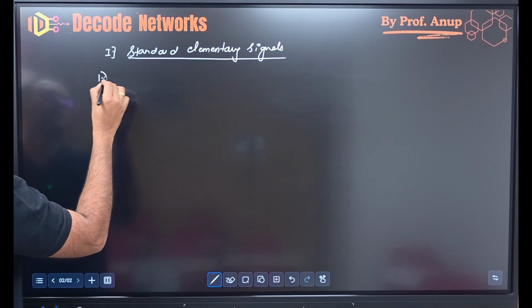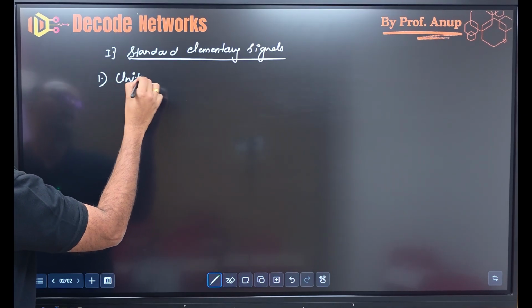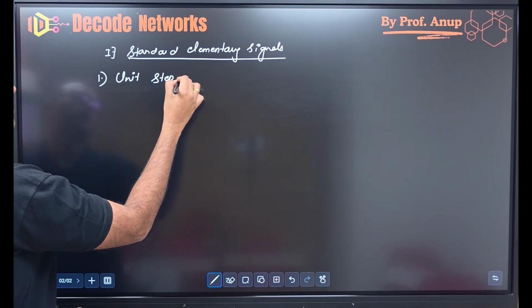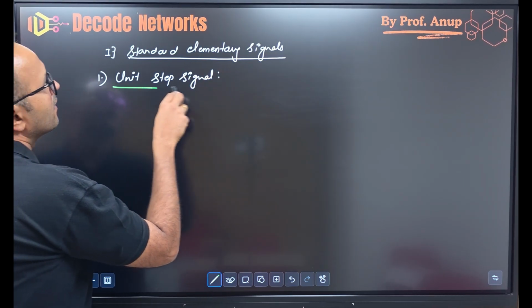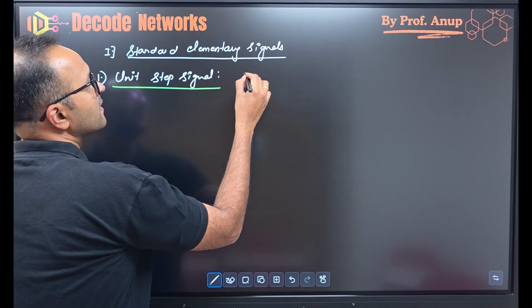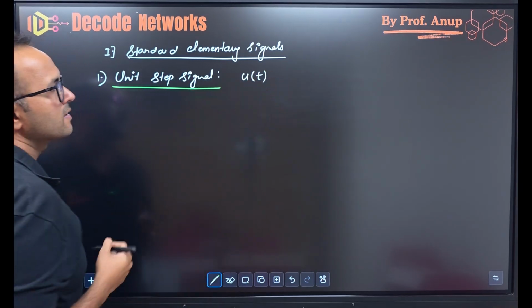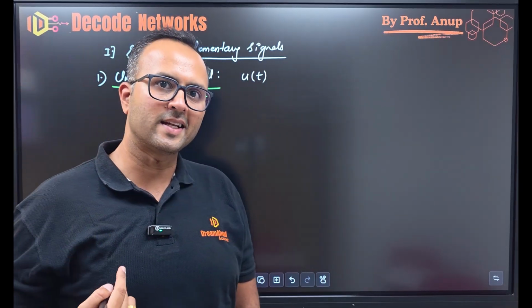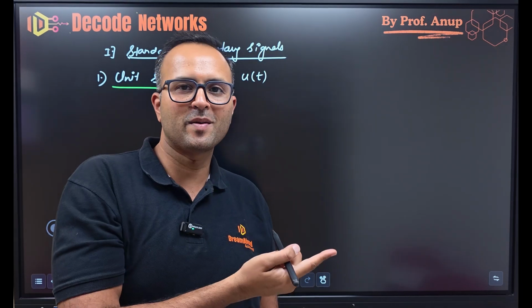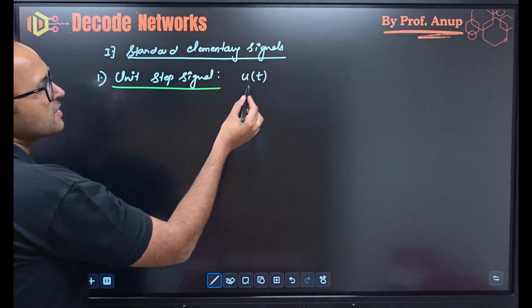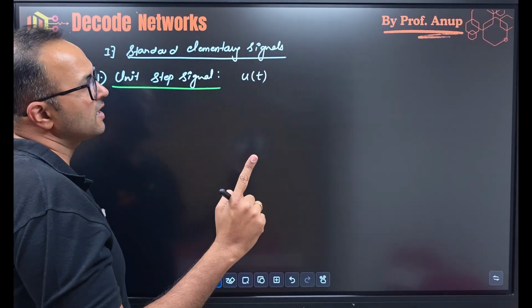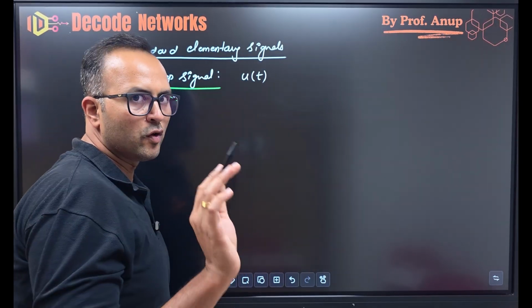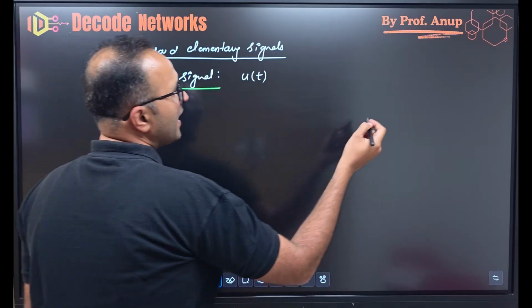So the first signal, I say, is the unit step signal. When we talk about the unit step signal, first understand this signal will be in CT, that is continuous time, as well as in DT. So when we say U of t, T is for CT, continuous time. First I'll explain U of t, then I'll explain U of n.